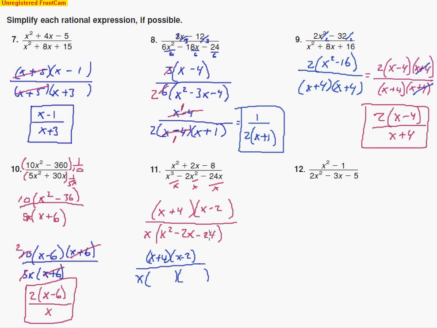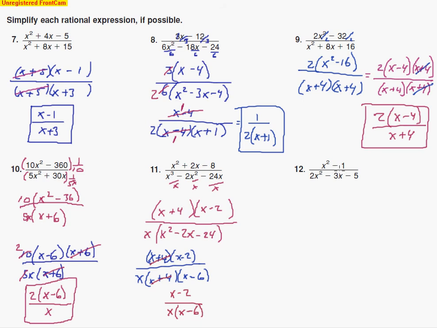So as I think about the numbers that multiply to make 24, I think of 4 and 6. You see those numbers are going to subtract to make negative 2 if I put the minus sign here and a plus sign here. You see? That way we can get those x plus 4's to cancel. So those are gone now, leaving us with our answer. X minus 2 all over x times x minus 6.